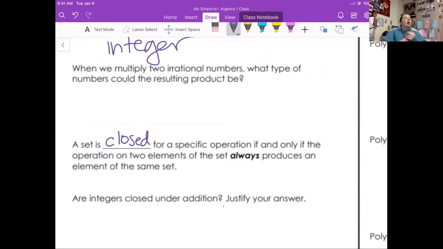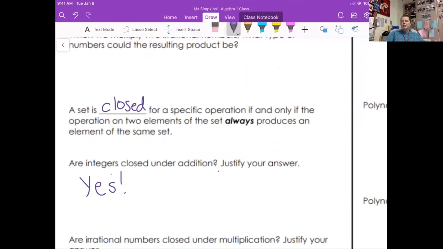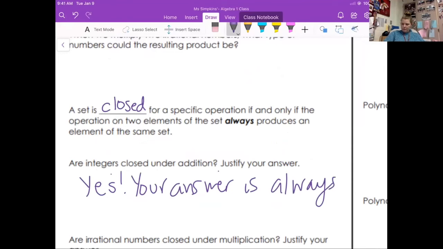So are integers closed under addition? The answer would be yes. And the reason why is your answer is always an integer.